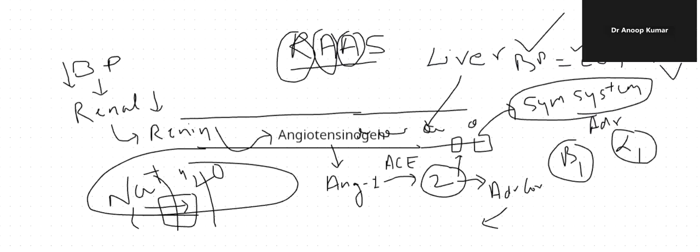So this is one of the classical examples of the negative feedback systems, right? Similarly, we have discussed positive feedback as well in detail. You can see the videos on the blood clotting. So, one of the mechanisms.